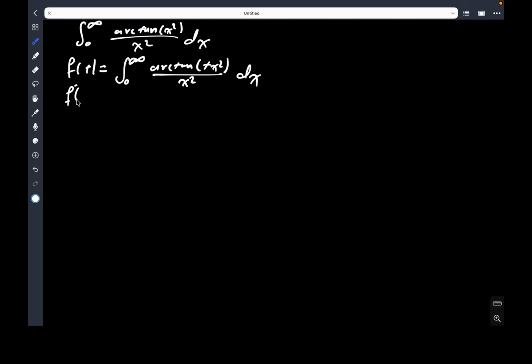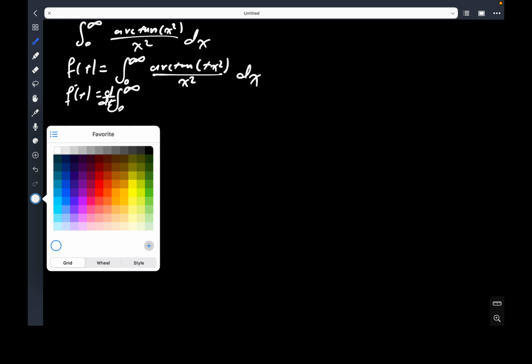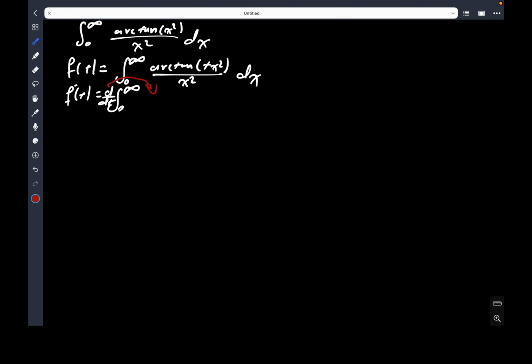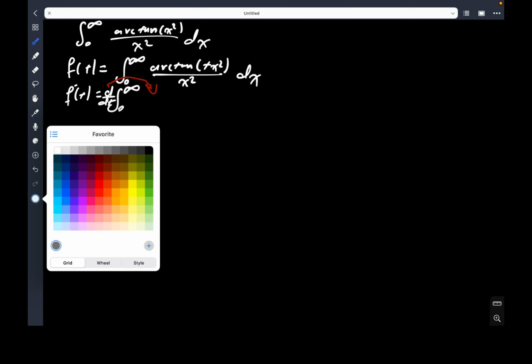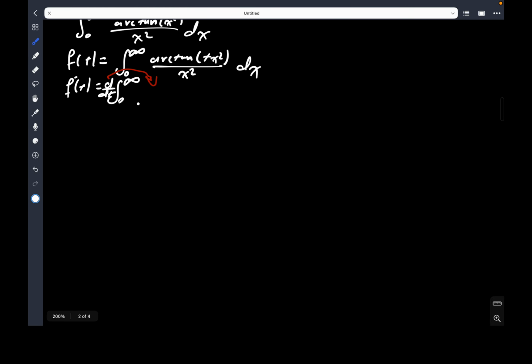Thus, the f prime of t is going to become the integral from 0 to infinity. The d dt here is going to move inside the integral, and according to Leibniz formula for integration, it's going to become a partial derivative. It's going to become partial t of arctan of tx squared divided by x squared dx.